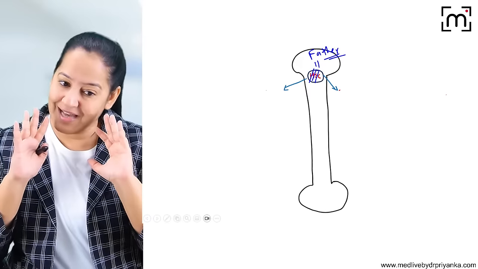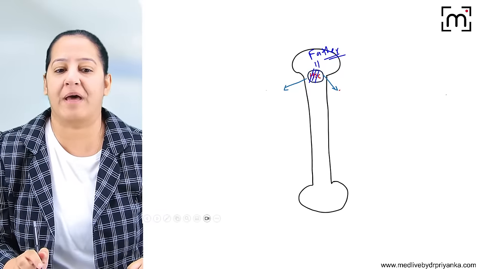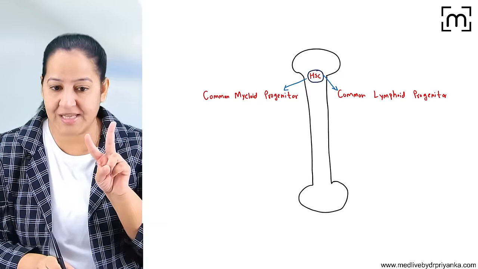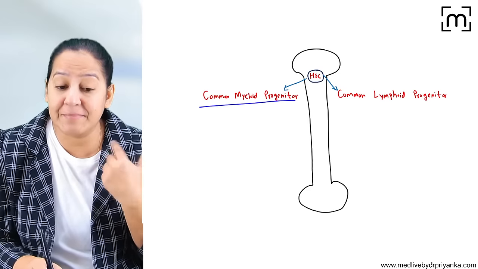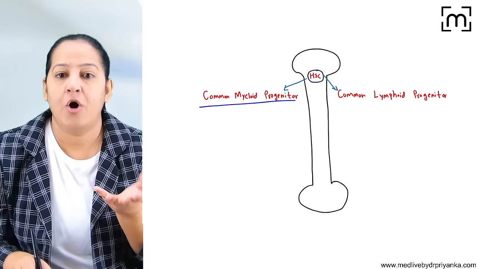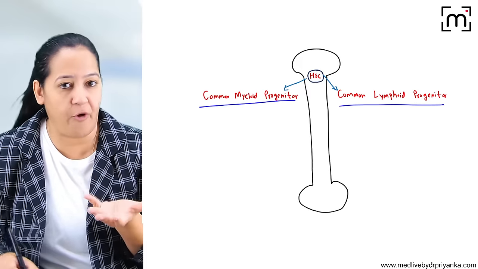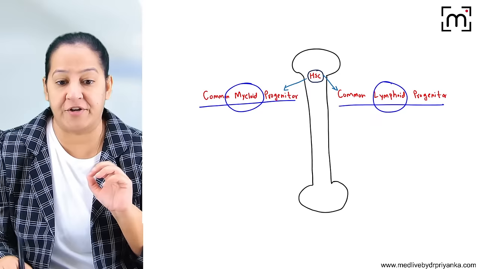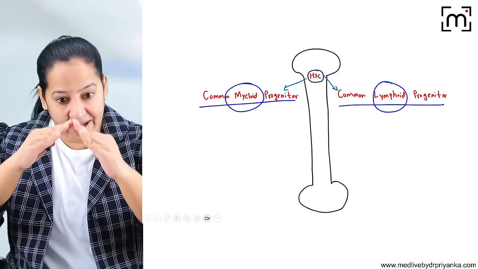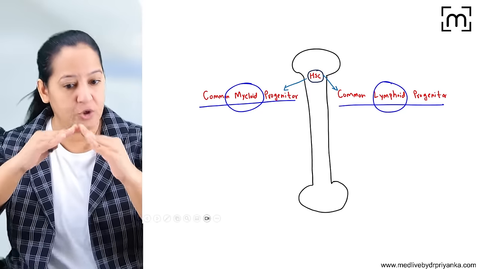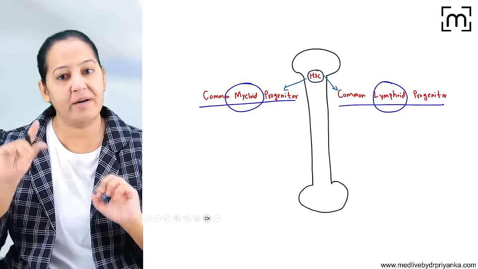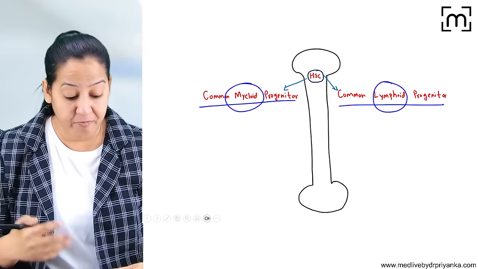So let me tell you, this is the hematopoietic stem cell present in the bone marrow. Now from this hematopoietic stem cell, you can see two arrows are coming. So two cells are formed. One is myeloid stem cell or myeloid progenitor, and one is lymphoid stem cell or lymphoid progenitor. Progenitor is the stem cell. So it gives rise to two stem cells, two lineages. One is myeloid, one is lymphoid.